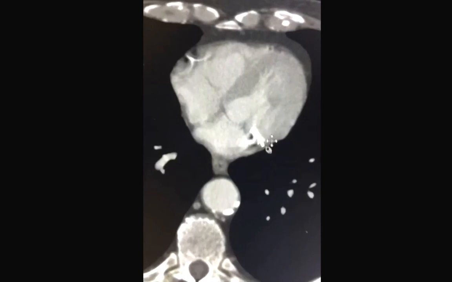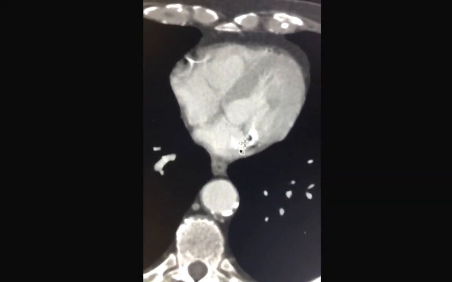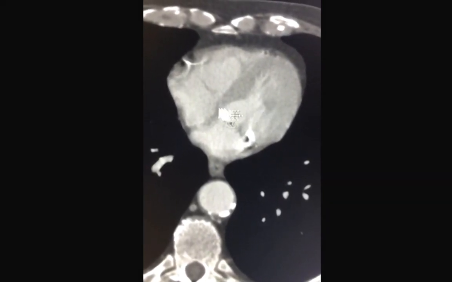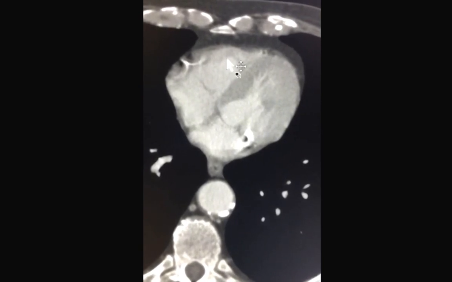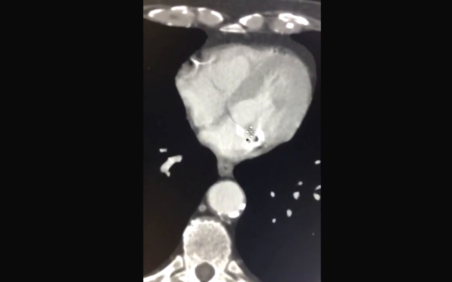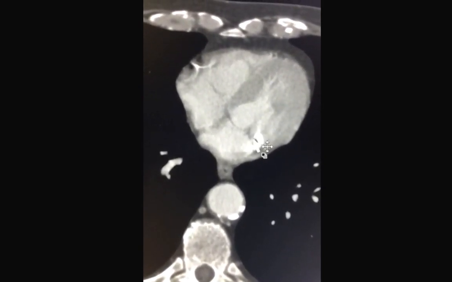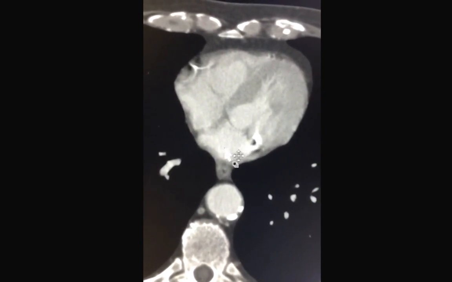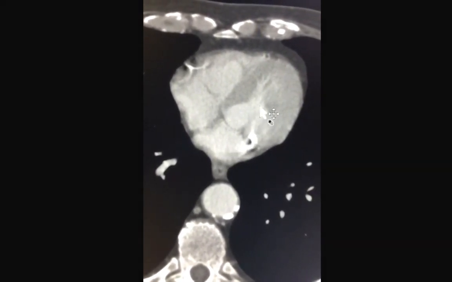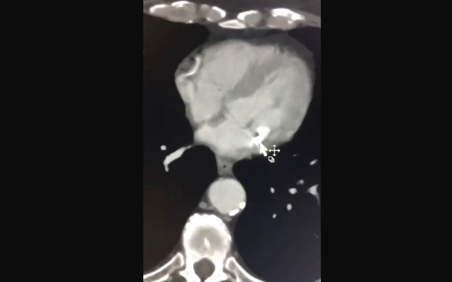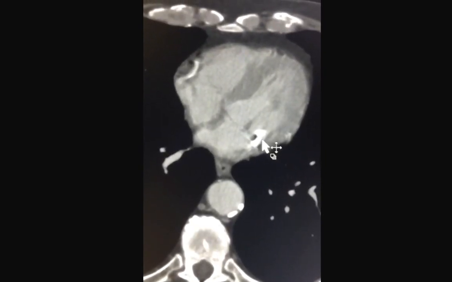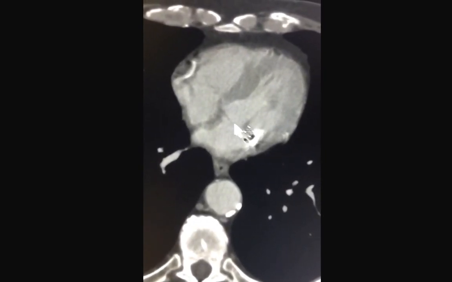For orientation purposes, this is the left atrium, this is the left ventricle, this is the right atrium, and this is the right ventricle. So this makes these leaflets here the mitral leaflets between the left atrium and the left ventricle. It's important to notice that the calcification is adjacent but does not involve the mitral valve leaflets.